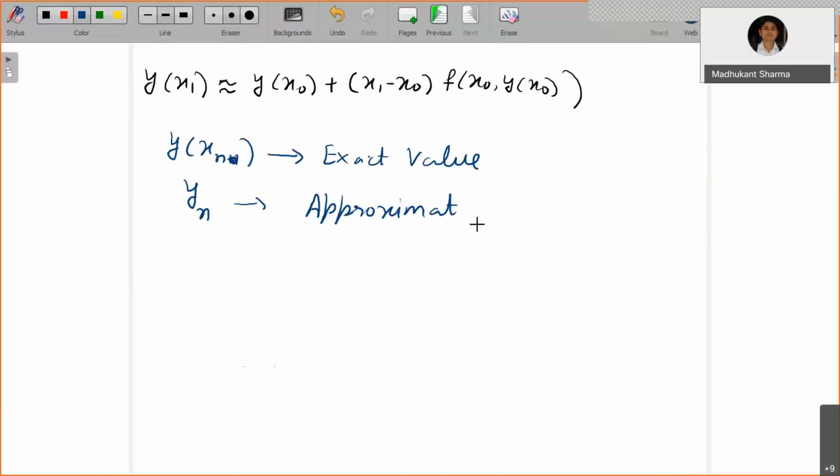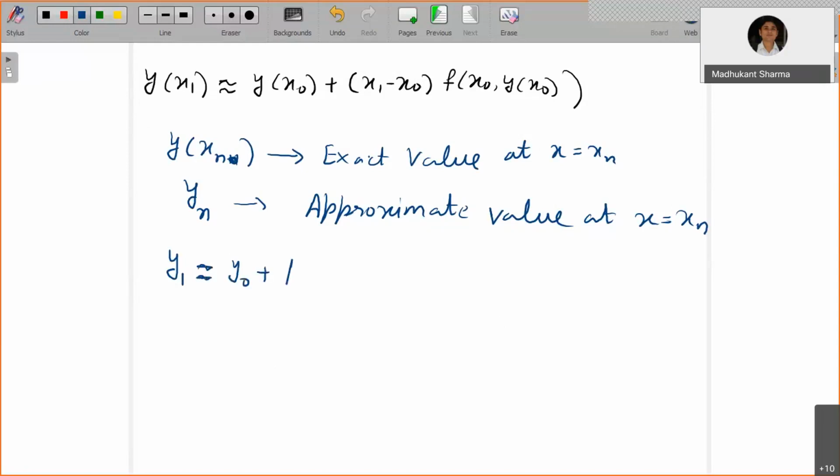Okay, approximated value at x equals xn, an exact value at x equals xn. Okay, so from here, using y at x1, you have y1 approximated by y0. So the approximation now is y1 equals y0 plus h times f at x0 comma y at x0, that is y0.